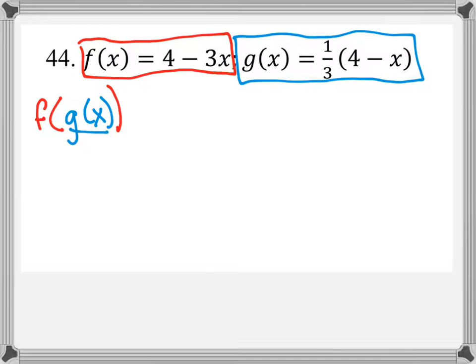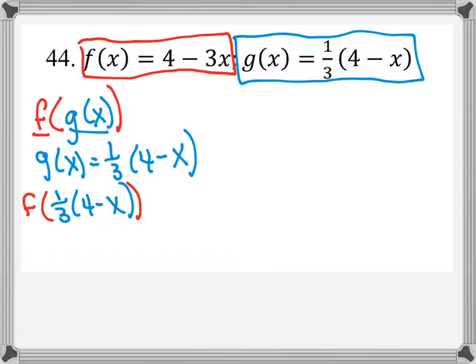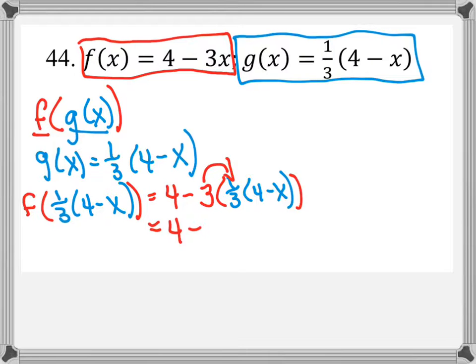So I'm starting with g of x, which is 1/3 times 4 minus x. And I'm going to feed that in for x into the f function. So I'm going to write f of 1/3 times 4 minus x. My f function is 4 minus 3x, and instead of x, I'm putting parentheses so I can substitute in my 1/3 times 4 minus x, and now we'll simplify. So I'm going to do 3 times 1/3, which becomes a 1, so 4 minus 4 plus x, which is equal to x. So f of g of x is x.